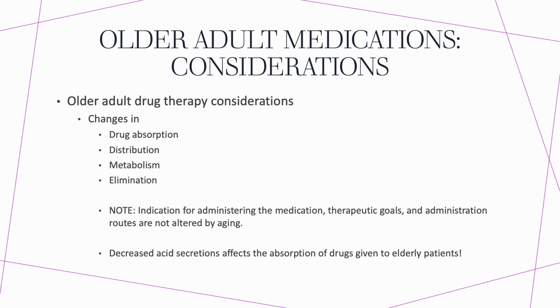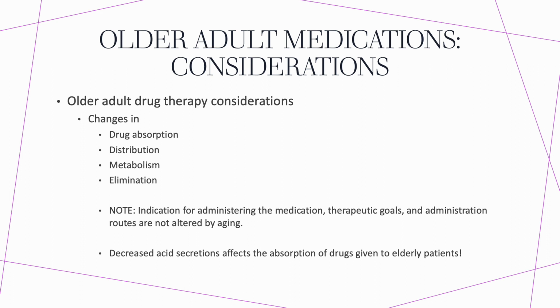All right, so some considerations with older adults and medications. It is going to affect their entire body system by way of absorption, distribution, metabolism itself, and elimination of those medications. So make sure that you understand that those things are all intercorrelated, right? Also, make sure that you understand the indication for administering the medication. Why am I giving it? Therapeutic goals. What's the end game? What's that going to look like? Administration routes are never altered by aging.